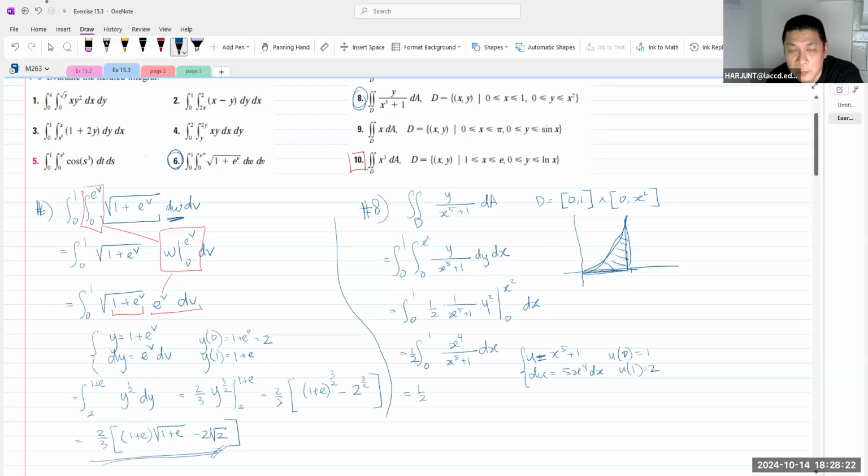So this is 1/2 times 1/5 integral from 1 to 2 of du over u. I want you to pay attention, this guy is my du over 5. As for the limits of integration, the 0 to 1 becomes 1 to 2. Okay?